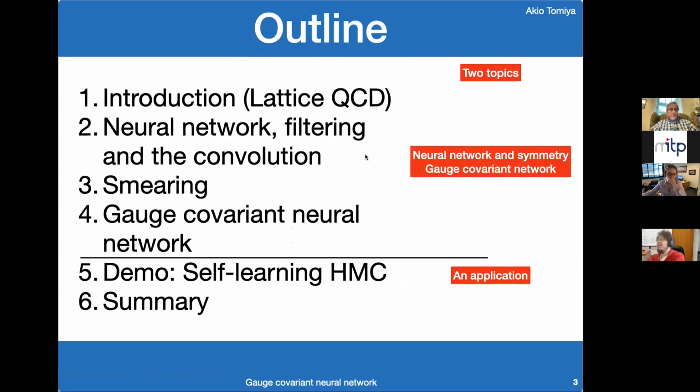Okay, so this talk contains 2 topics. The first topic I would like to explain is our invention, kind of, the neural network and the symmetry, the gauge covariant neural network. And the next one is the application of the gauge covariant neural networks, the self-learning HMC. Some of my contents are very introductory. Maybe most of you know, but just in case, let me explain.